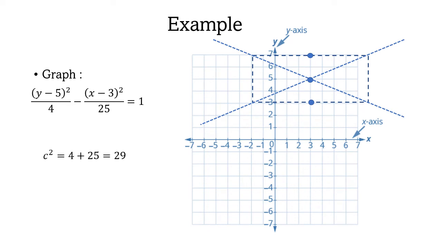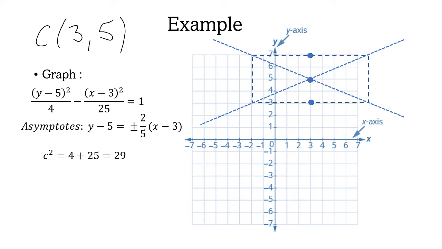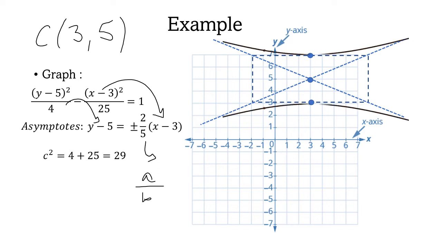My foci are going to be square root of 29 away from that center. So keep in mind the center is located at 3, 5. And notice the formula of the asymptotes. This one is still a over b, but because the center got shifted, we shifted the x and the y as well. This is my hyperbola.